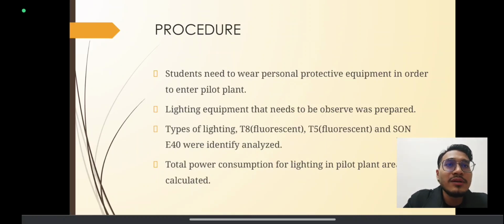For the procedure, the first step is that students need to wear personal protective equipment, PPE, in order to enter the pilot plant, biodiesel. Then the second step is that the lighting equipment to be observed was prepared. The types of lighting, which are T8 fluorescent, T5 fluorescent, and also SON E40, were identified and analyzed. And then the last step is that the total power consumption for lighting in the pilot plant area was calculated.